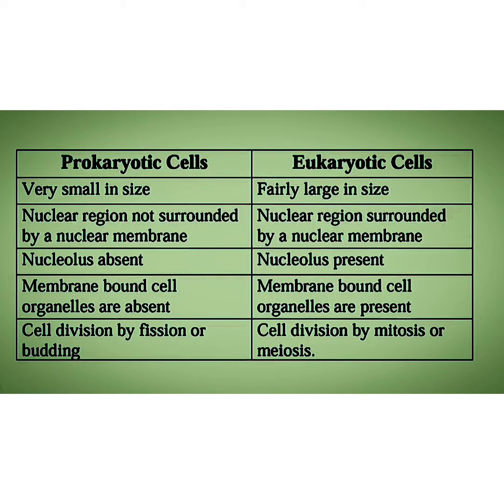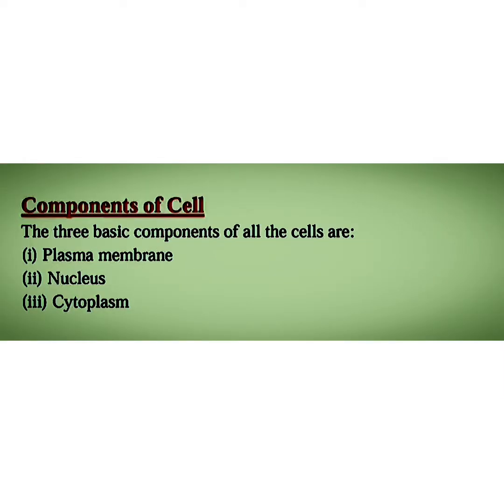In prokaryotic cells, membrane-bound cell organelles are absent. In eukaryotic cells, membrane-bound organelles are present. And cell division occurs by fission or budding in the case of prokaryotic cells, whereas cell division occurs by mitosis or meiosis in eukaryotic cells. Now, components of cells. There are three basic components of the cell. First is the plasma membrane, second is the nucleus, and third is the cytoplasm.